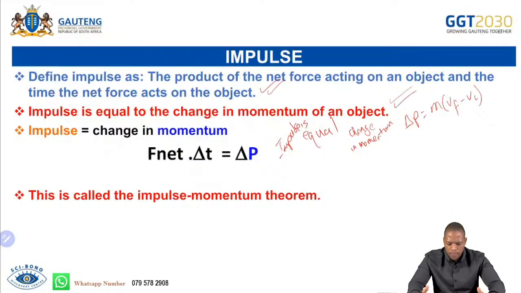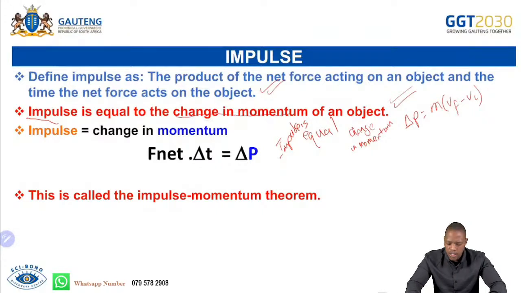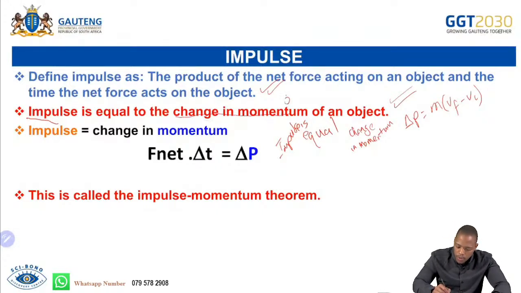So that means if I were to calculate the impulse of a certain object, and I find it to be 5 Newton second, and then I calculate the change in momentum of that particular object, again, I will find it to be what?